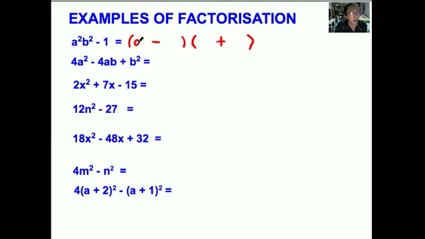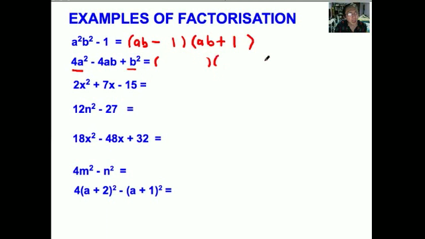A squared times B squared is simply AB times AB, and 1 times 1. The middle term is 0. In this case, we have a positive square at both ends, so this is quite likely to be a perfect square.